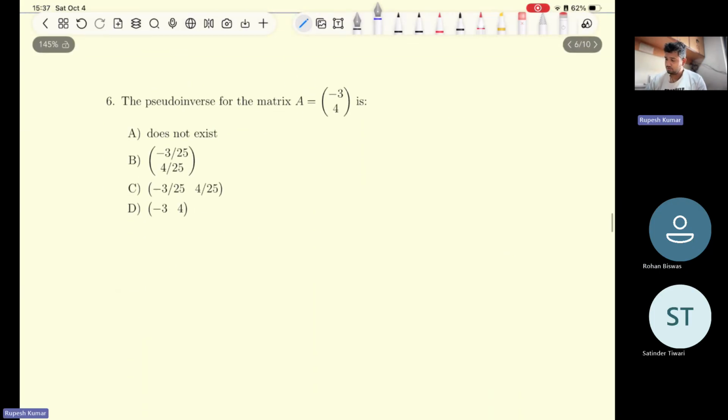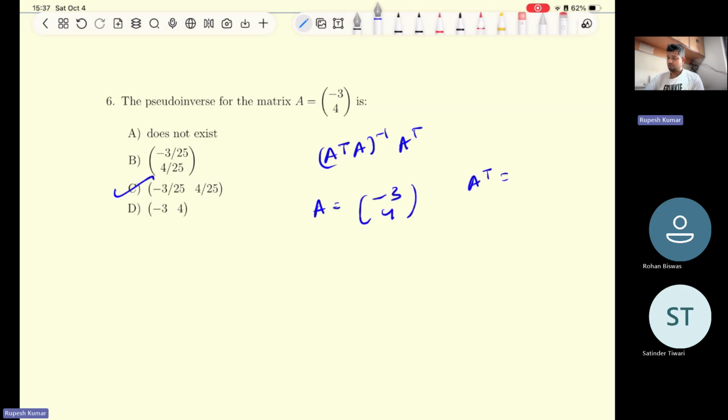Next question, the pseudo inverse for the matrix A is, do I need to solve this problem? No, it will be option C. Do you have any doubts? You can simply use the formula, (A transpose A) whole inverse A transpose, where A is basically minus 3, 4. So A transpose will be minus 3, 4. Then simply put it in the formula and you will get the answer.